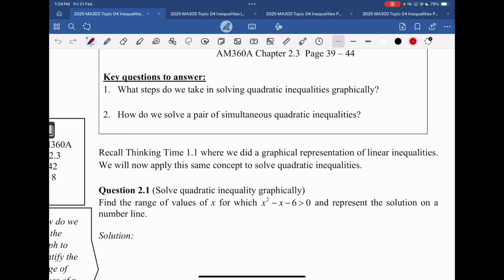Now, AFL 1 need not be submitted. AFL 1 need not be submitted. Clear? I've already marked it for you.